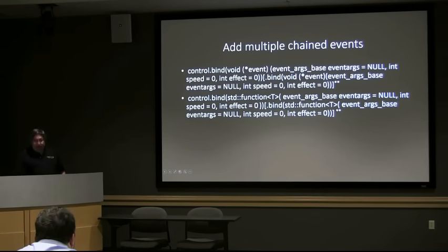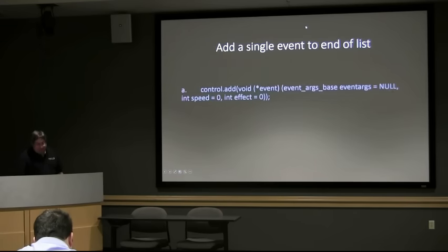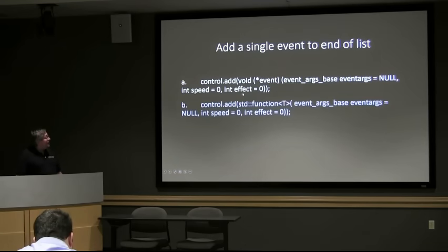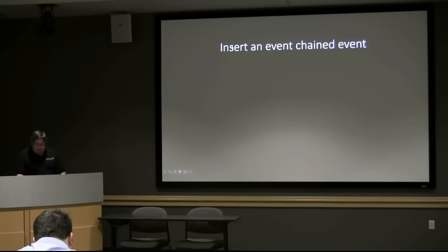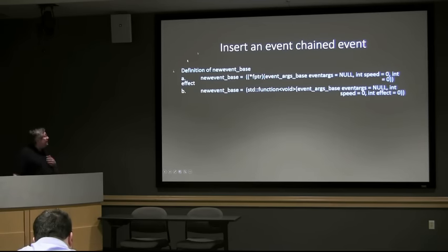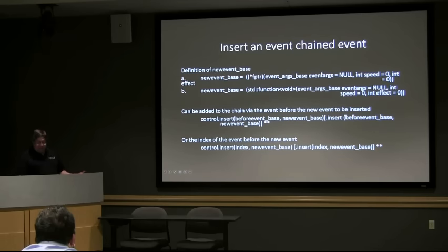And the same thing with the STL or C++11 standard. If we wanted to add an event to the end of the list, we would just use the add method as shown, so that this would be at the end of the list rather than inserting it in a particular element, which is the next thing. I just had a definition for a new event base, which is basically a function pointer to a callback method or to a lambda method. And it can be added in a chain, just like the bind, where we insert with the before event and then add the new event after that, or we use the index to figure out where we're placing these events.